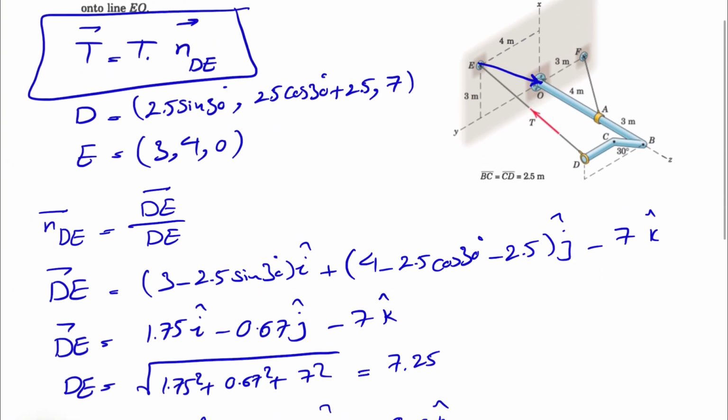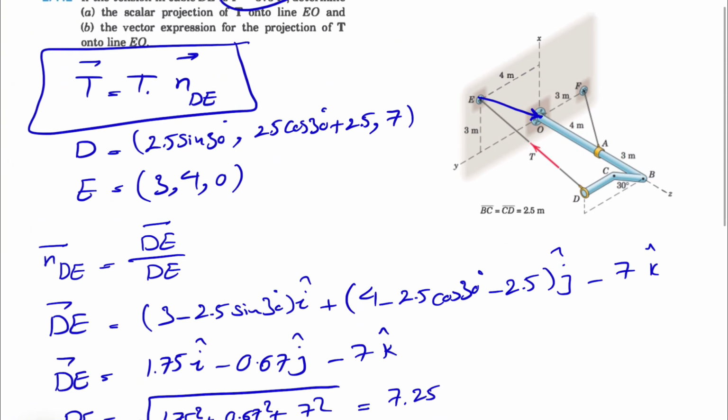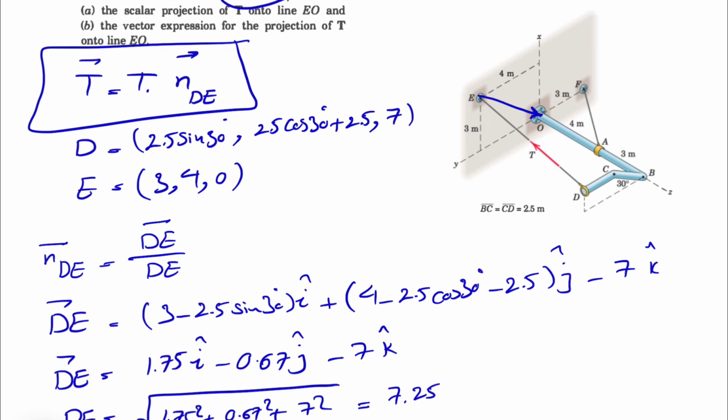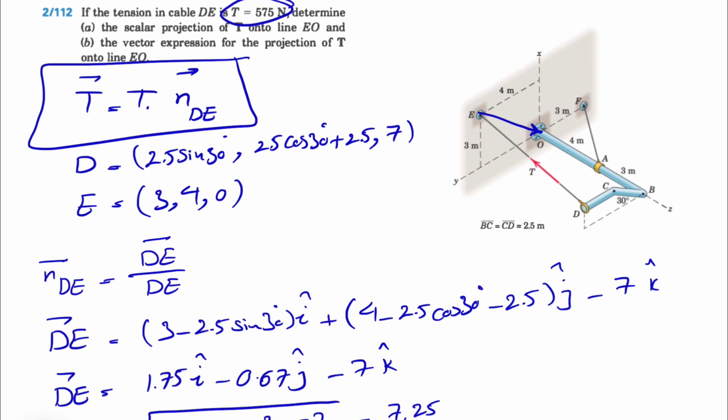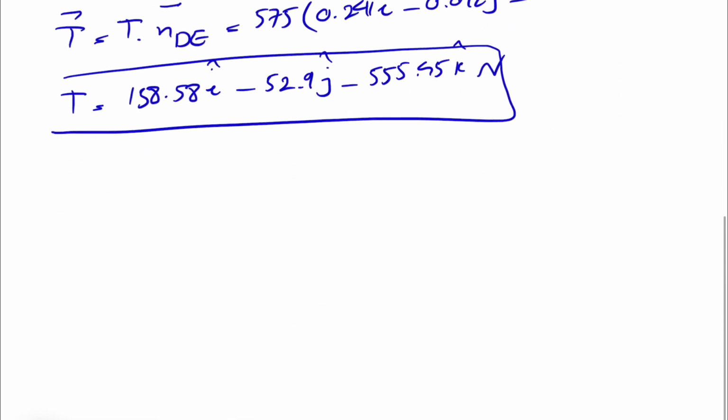Now that we have our force T in vector form, we have one of them in vector format. The other one is the EO. Since we have to find the projection of T onto EO, we have to find the unit vector of EO in vector format. But that's pretty easy going from E to O. First of all, we are only in the XY plane, so O is already the origin.